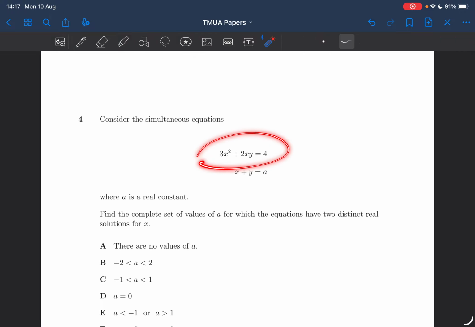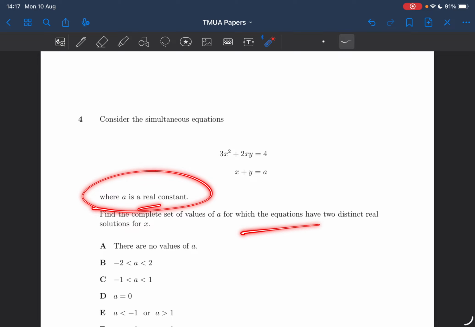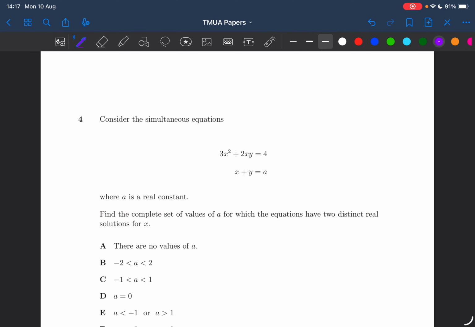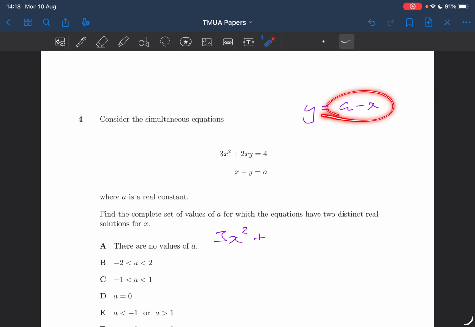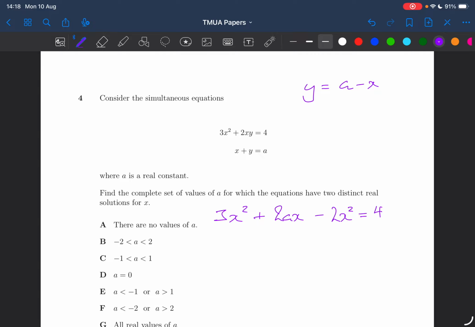So number 4 then, we have some quadratic looking thing, not quite a quadratic, and some straight line. Let's rearrange the straight line, plug it into this one, because we want to find what values of a we have two distinct real solutions. So in this case, we can say that y is equal to a minus x, and just go and plug all that stuff in there. So we're going to have 3x squared plus 2x times this, so 2ax minus 2x squared, and that will all equal 4. So making this into a quadratic then, we're going to have x squared plus 2ax minus 4 equals 0.